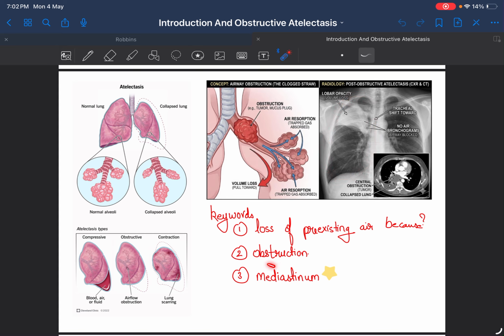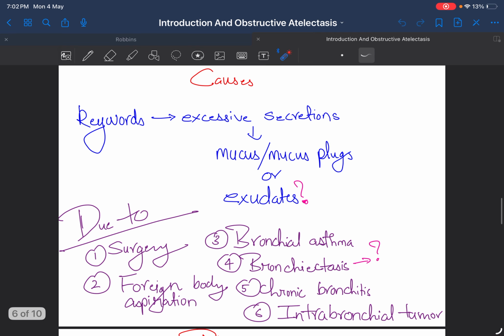Now, I have marked this with a star because this is an important point. When we go through the compressive atelectasis, we'll see a difference in mediastinum shift. So in obstructive, the mediastinum shifts towards the atelectatic lung. Now moving to the causes.